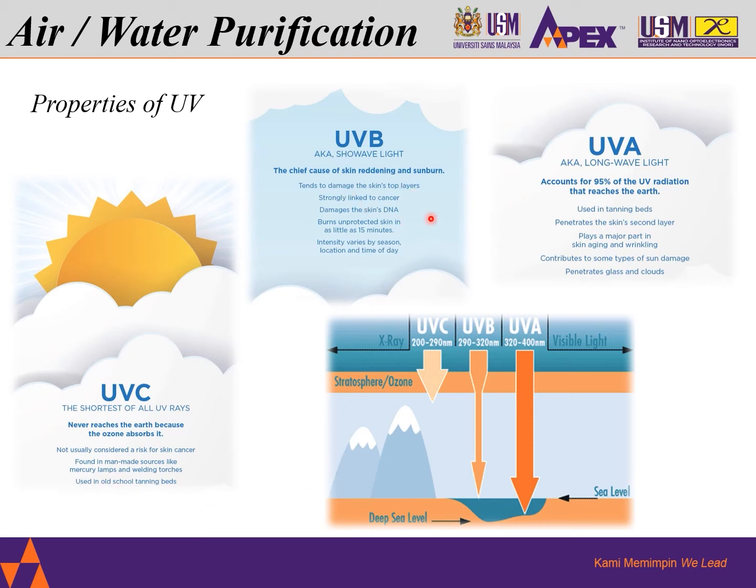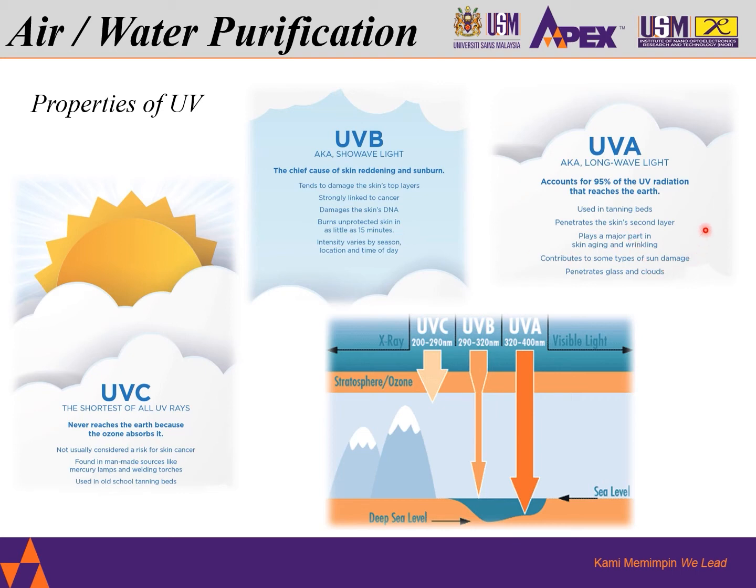For UVB, aka the short wave light, it is the chief cause of reddening and sunburn. It tends to damage the skin's top layers, is strongly linked to cancer, damages the skin DNA, and burns unprotected skin in a little less than 15 minutes. Intensity varies by season, location, and time of the day, of course in summer. And of course in Malaysia, we have this UVB all around the year.